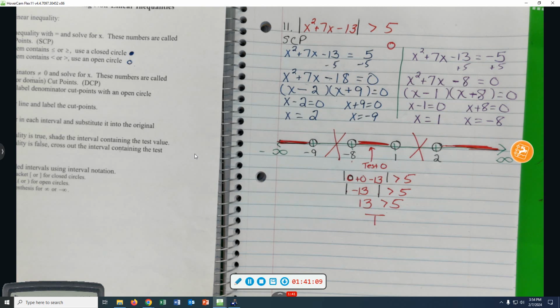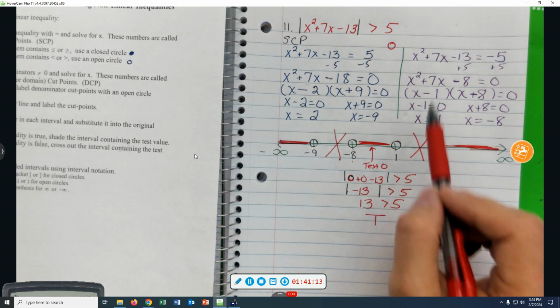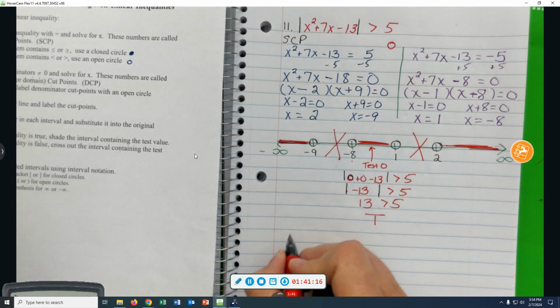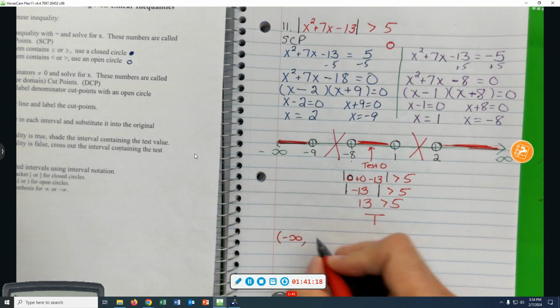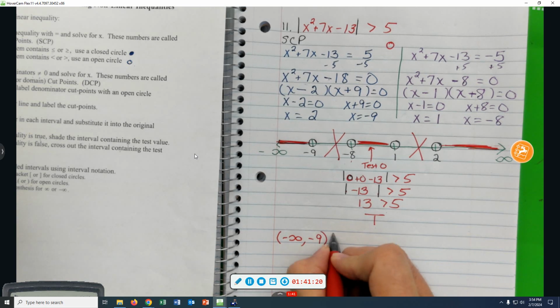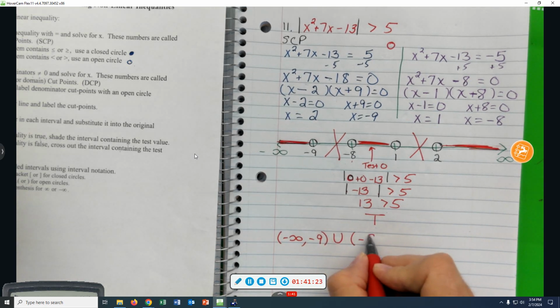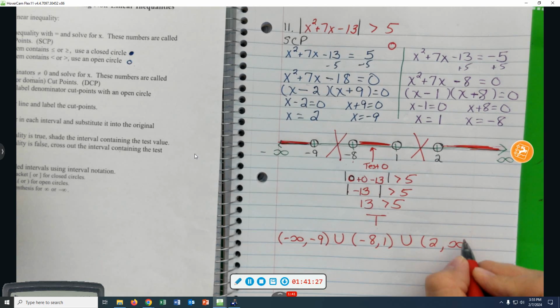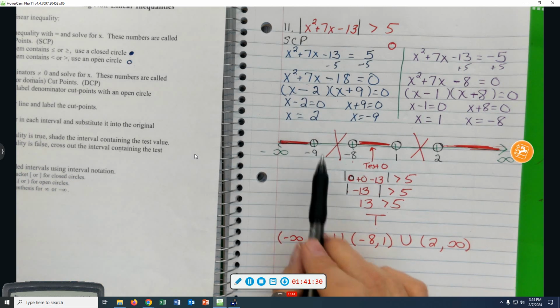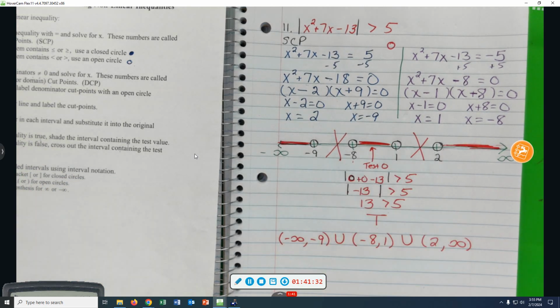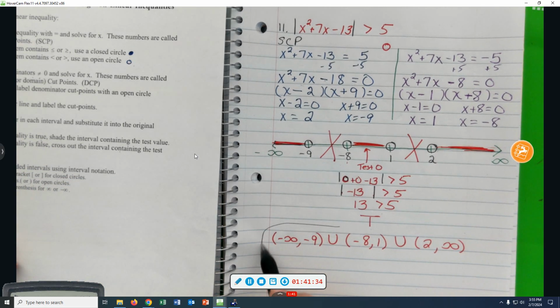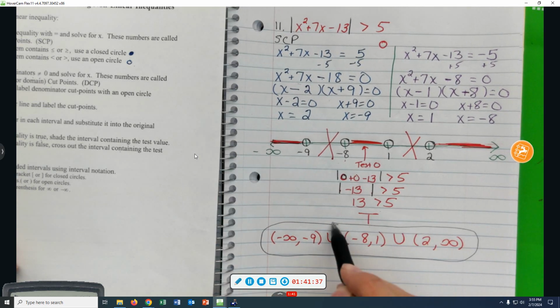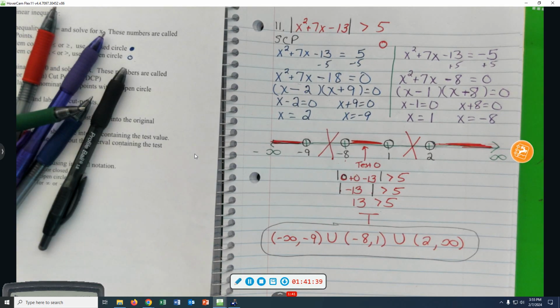Dramatically harder than the other ones we did. It's a little bit more involved. Why? Because of this factoring here. Negative infinity, comma, negative 9, union negative 8, comma, 1, union 2 to infinity. Oh, it was all open circles, so it's just all parentheses. Right on. Type that answer in.